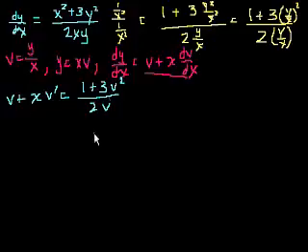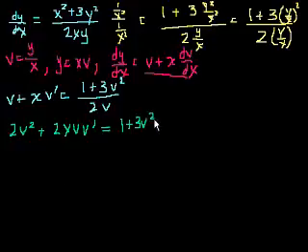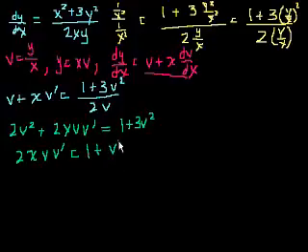So let's multiply both sides of this equation by 2v. We'll get 2v squared plus 2xv v prime, right? 2v times that. Yep, that's 2xv v prime, is equal to 1 plus 3v squared. Now let's subtract 2v squared from both sides of this, and we will be left with 2xv v prime is equal to 1 plus, since we're subtracting 2v squared from both sides, we're just left with a 1 plus v squared here, right? 3v squared minus 2v squared is just v squared.